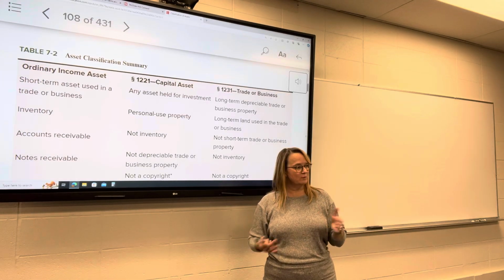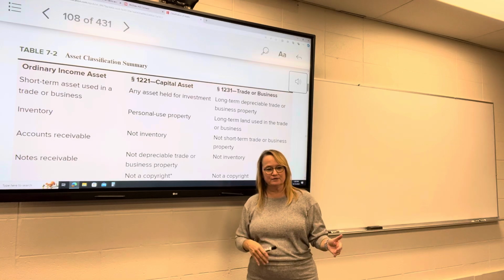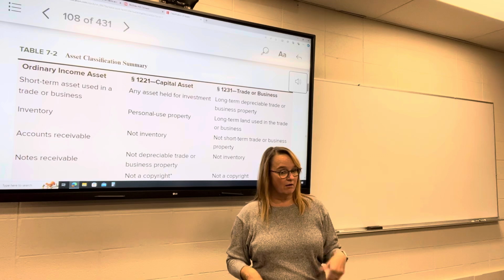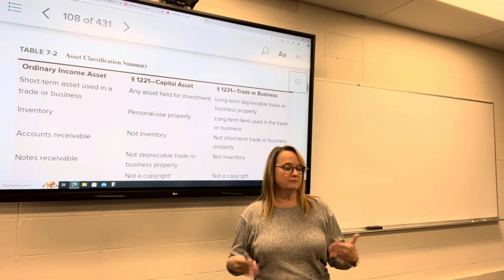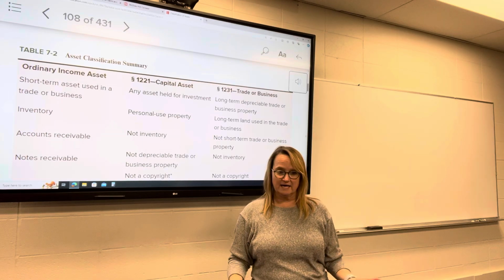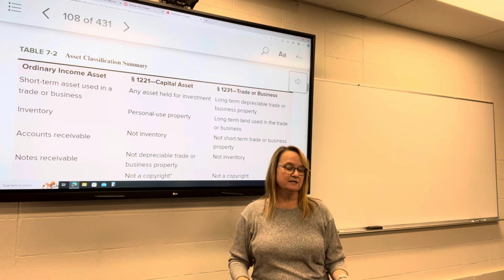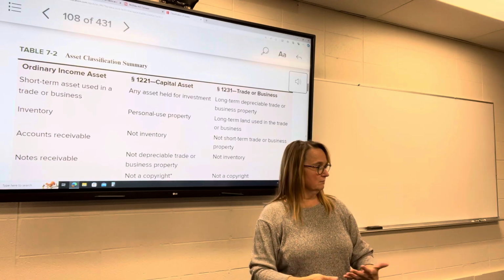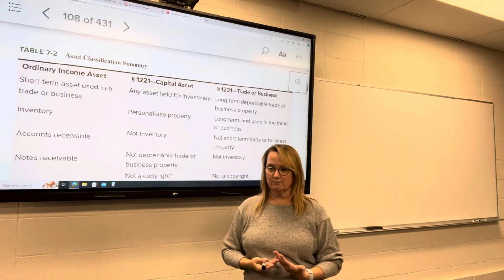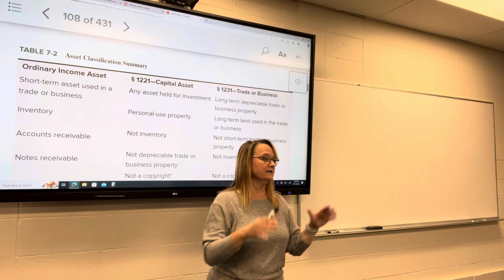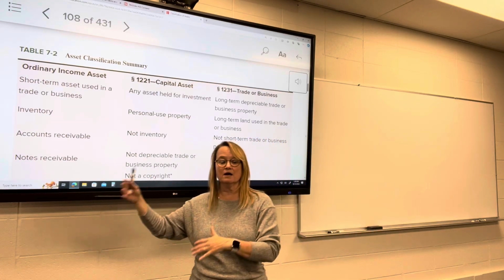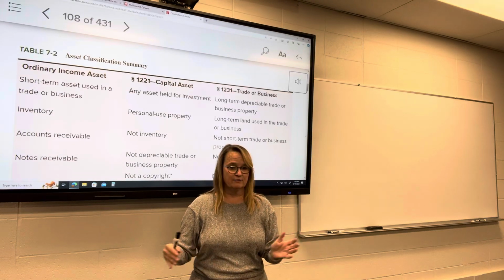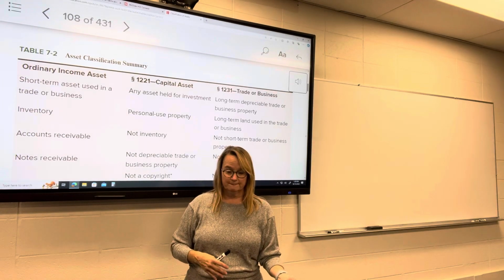But when you sell those accounts receivable, that $30,000, if you had collected all of that money, you would have paid ordinary tax rates. It would have been considered ordinary income. It would have just shown up on your Schedule C, and it would have been included in all of your other income, right? So the fact that you're selling the accounts receivable instead of collecting on them doesn't change the character of how that income is reported, okay?